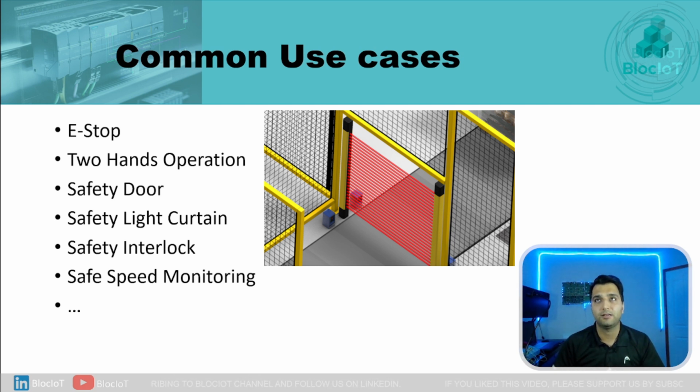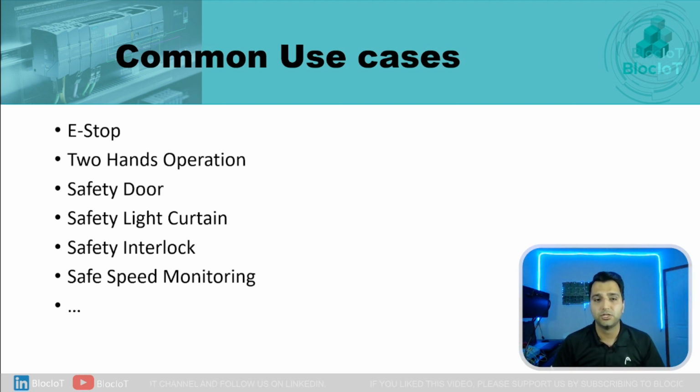Let's say you have a fast running conveyor belt. Once someone opens the door, you want your system to shut down. That's another very common use case. There are other use cases such as safety interlocks between different processes and different machines, and also safe speed monitoring of some moving device such as servo motors or induction motors and so on.